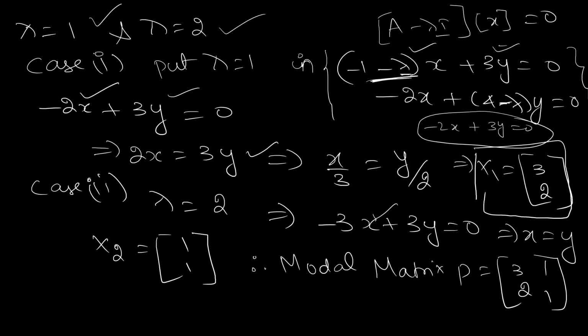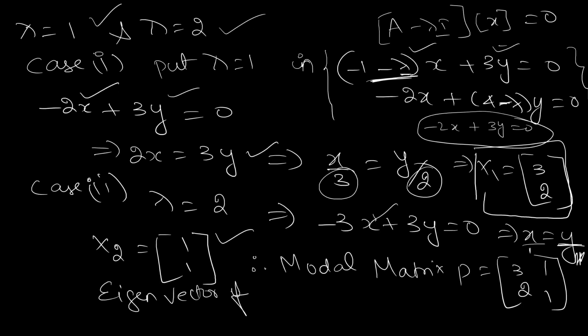And here we wrote the denominator values, right? And what is the denominator value here? 1. x by 1, y by 1. Correct? So x2 is equal to 1, 1 is the corresponding eigenvector for lambda is equal to 2. So finally, how to write the modal matrix P? This value 3, 2 I have written in the first column. That's a column matrix. And this one, 1, 1, I have written in the second column. This is your modal matrix.